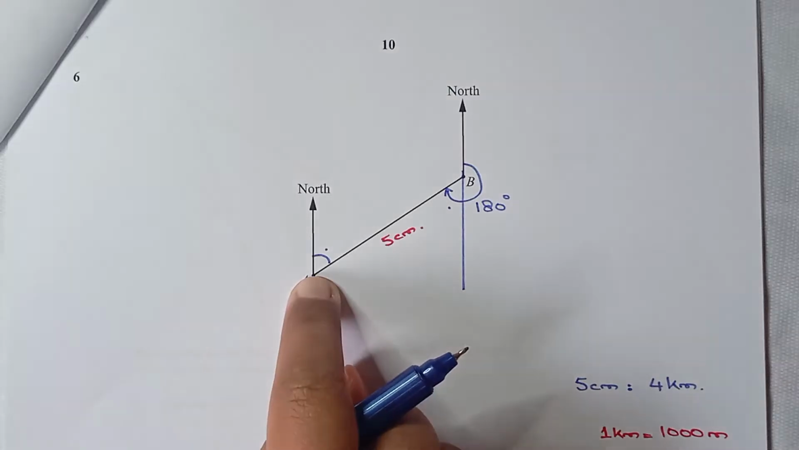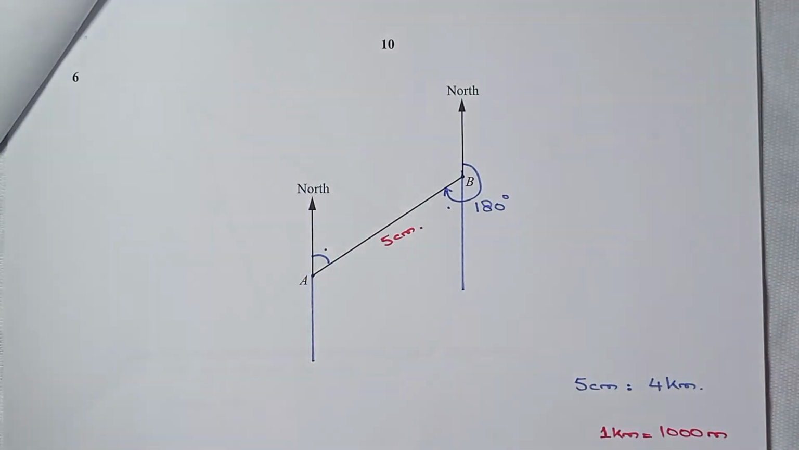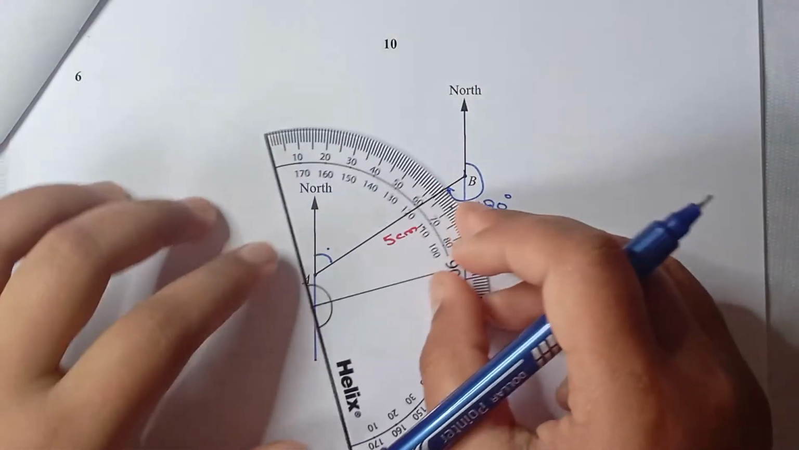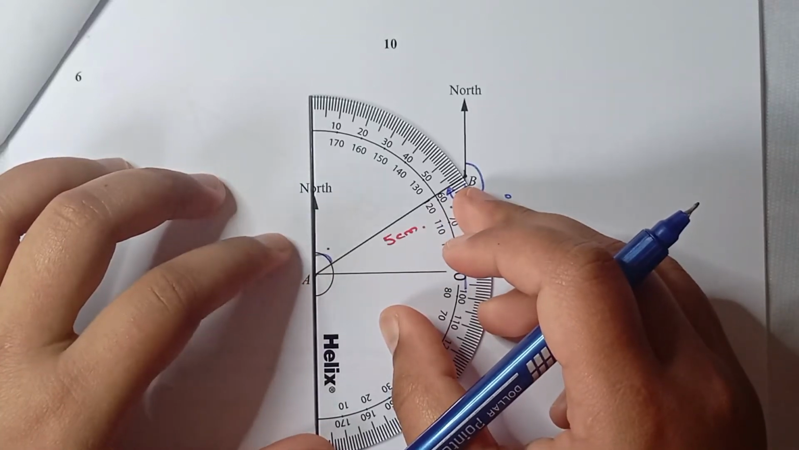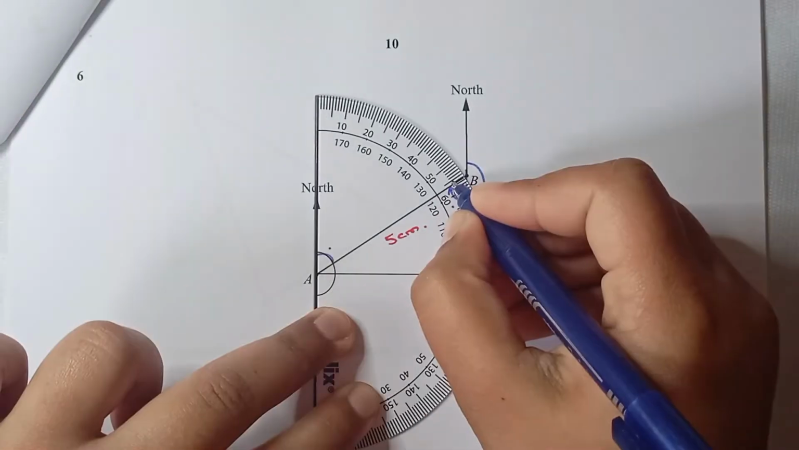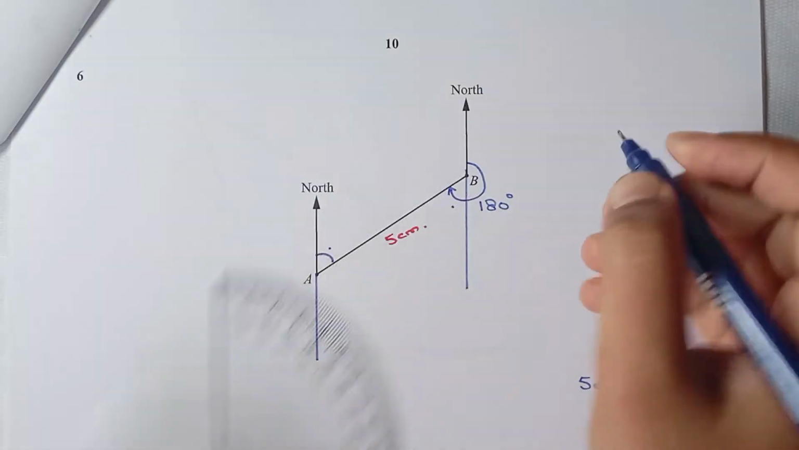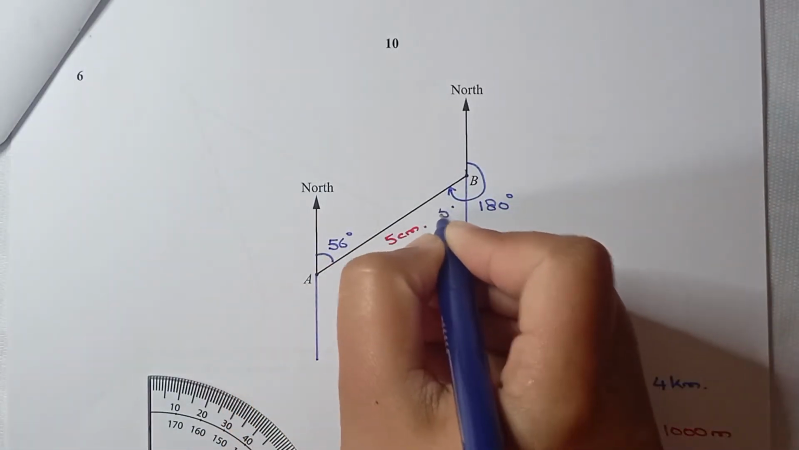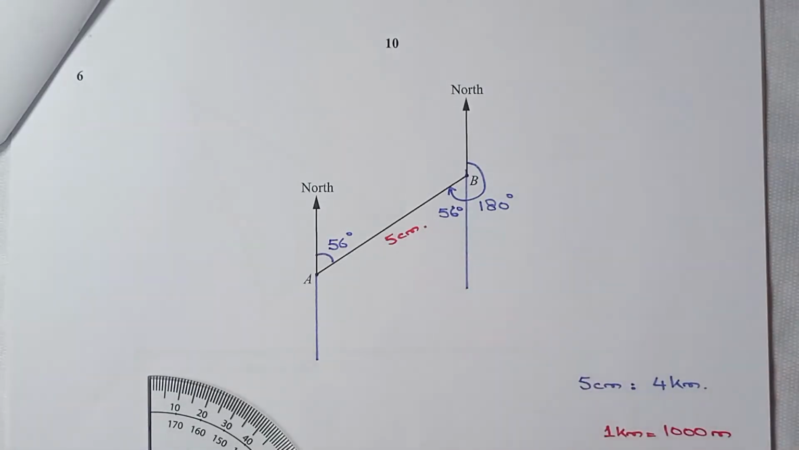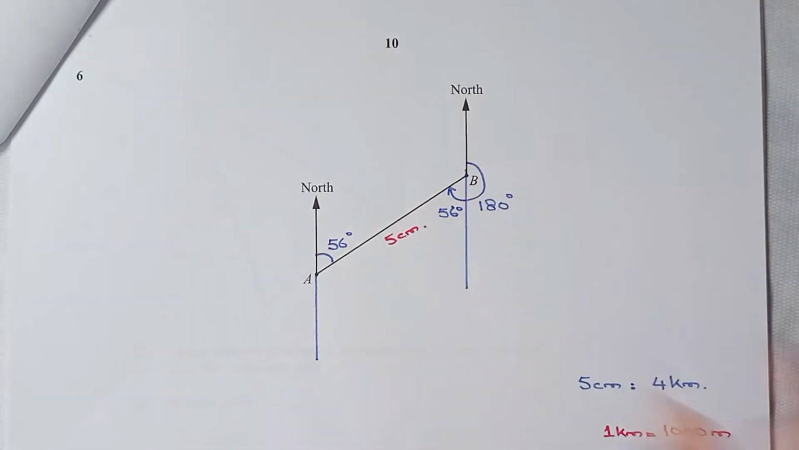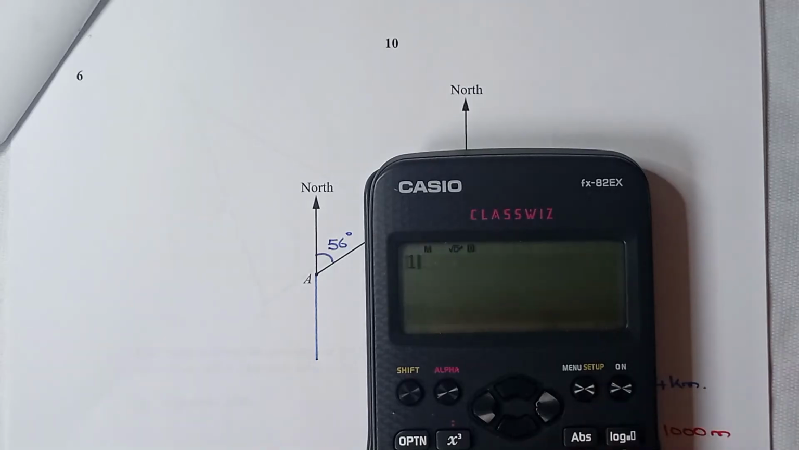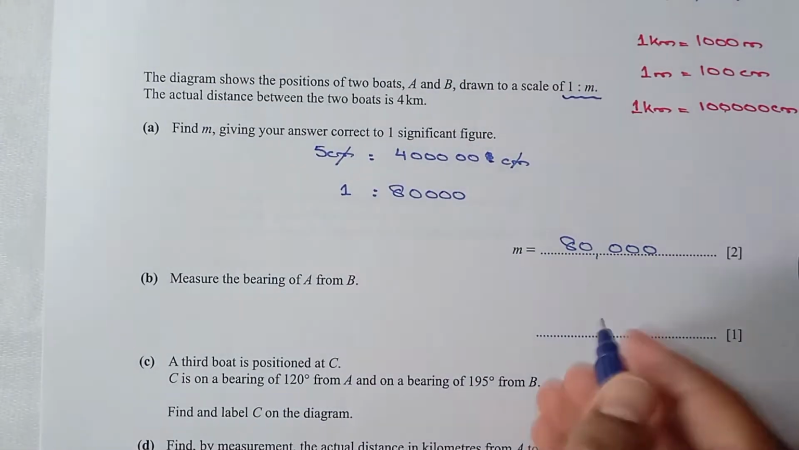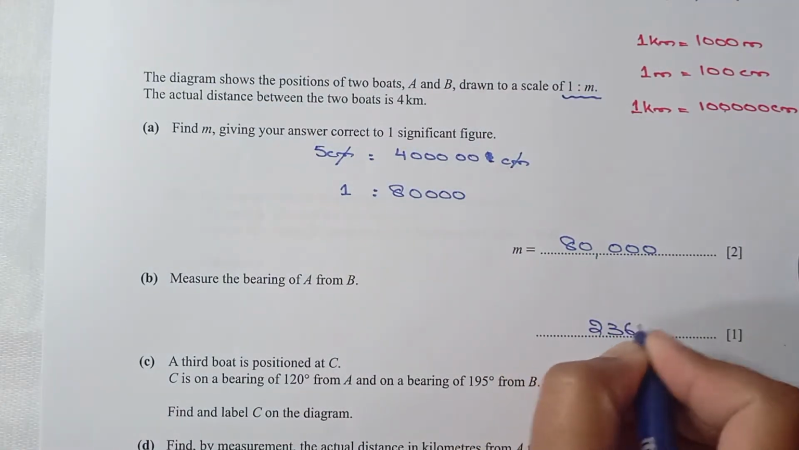So first we need to measure the angle at A. So this angle would be 56. So that angle is 56 degrees. So if this is 56, this angle would be 56. Now the bearing of A from B would be 180 plus 56. So 180 plus 56 would be 236. So that is the bearing of A from B, that is 236 degrees.